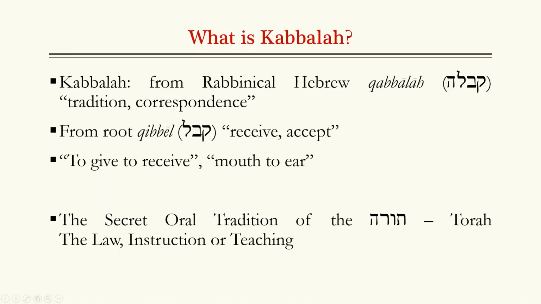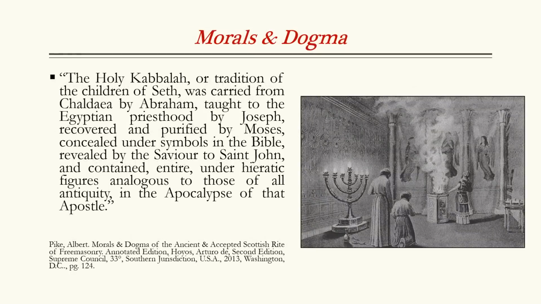So let's talk about some reasons why we study Kabbalah. Starting with a Masonic perspective from Albert Pike, from his Morals and Dogma of the Ancient Accepted Scottish Rite. He says that the Holy Kabbalah, or the tradition of the children of Seth, was carried from Chaldea by Abraham, taught to the Egyptian priesthood by Joseph, recovered and purified by Moses, concealed under symbols in the Bible, revealed by the Savior to St. John, and contained entire under hieratic figures analogous to those of all antiquity in the apocalypse of that apostle. That is the book of Revelations, or the Apocalypse of John, of course.